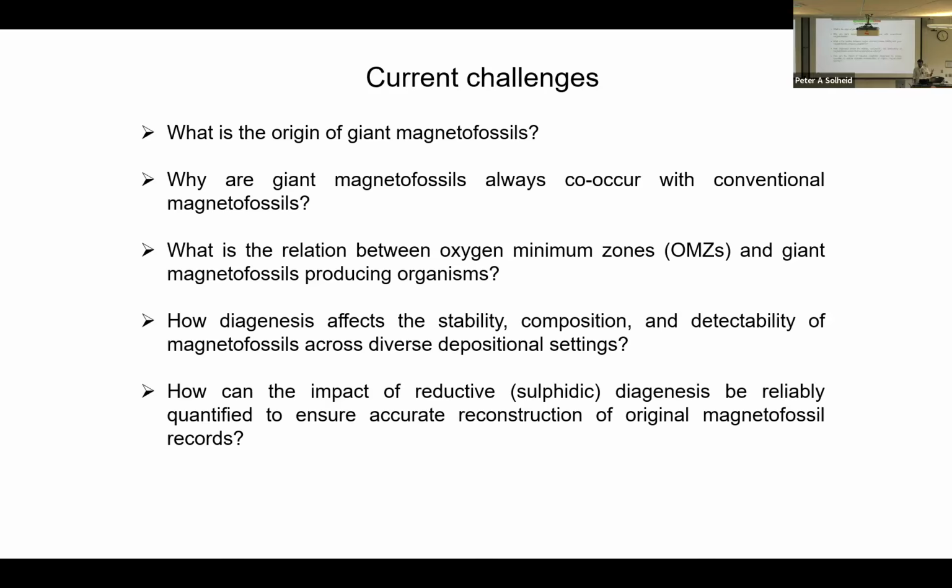And the last challenge would be, how can the impact of this reductive or sulfidic diagenesis be quantified, to accurately reconstruct the magnetofossil records? Because if a certain part of a sediment core at some time interval is affected by reductive diagenesis, it will be reflected in the bulk magnetic record. That can be misinterpreted as some climatic process or some other paleoenvironmental phenomenon. So this effect or impact needs to be quantified on a quantitative scale.